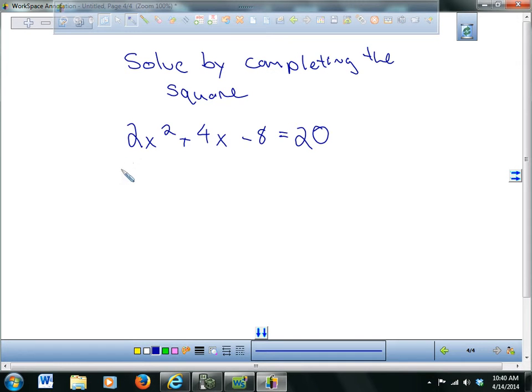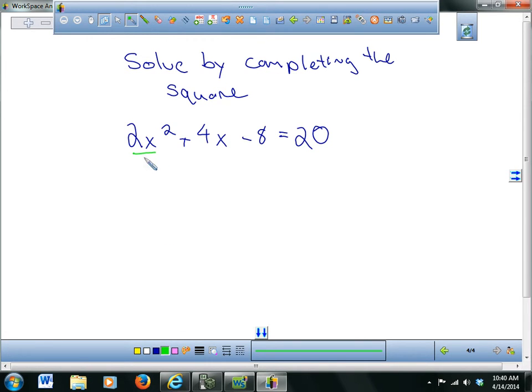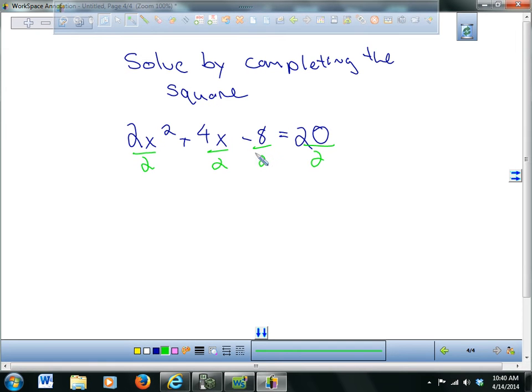Who can tell me something I could do to everything in this equation? Divide by 2. Very nice. I can always divide everything by 2. So you say, I don't know how to complete the square, it's got a 2 in front of the x squared, and that would mess me all up. There are ways to do that, but in this case, it's nice. And all the ones you're going to see in your homework, you can divide them all by something. As long as I divide them all by the same thing, I will get an equivalent expression.